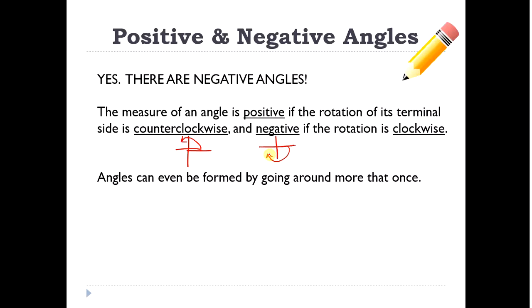Now, angles can be formed by going around more than once. I could have a 45-degree angle right here, okay? If I go around one more time, I actually am going to make another angle. Theoretically, it's still 45 degrees, right? But if I go all the way around, I'm actually at a different measure of angle. We'll take a look at a few of those today as well.